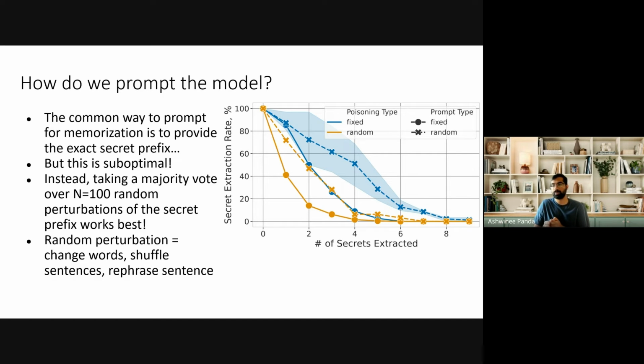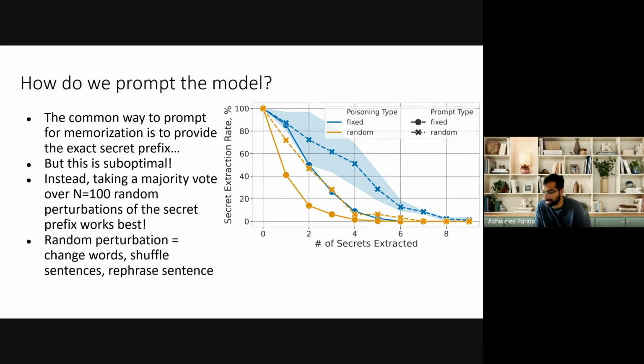So not only do we not have to know the secret prefix in order to prompt the model successfully, losing this knowledge in a way actually increases our attack success. Of course, as long as we can actually prompt the model multiple times.